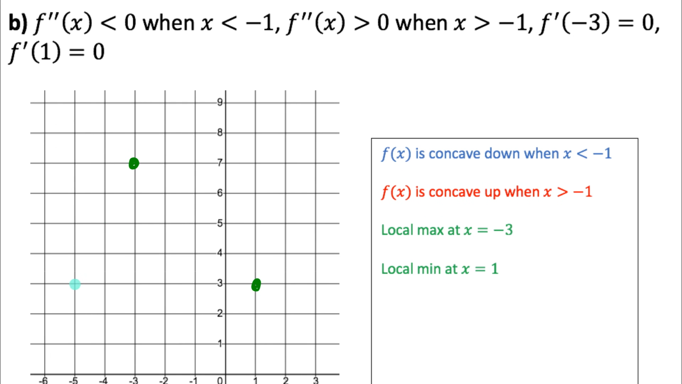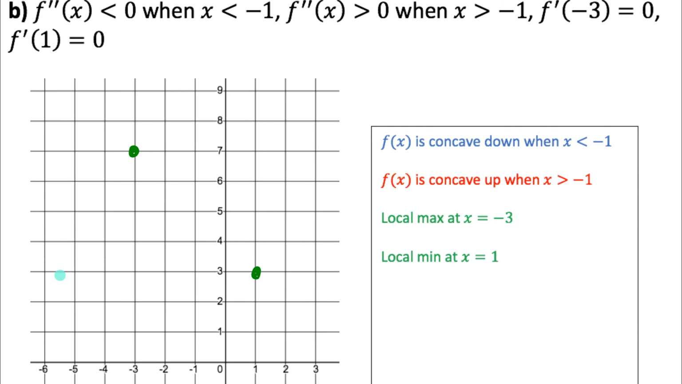And now I need to draw a function that is concave down before an x value of -1 and concave up after an x value of -1. That means there's a point of inflection at an x value of -1 because there's a switch in concavity. And once again, I don't know the y value of that point of inflection, but I know it has to be between the max and min, so I'll just put it here.